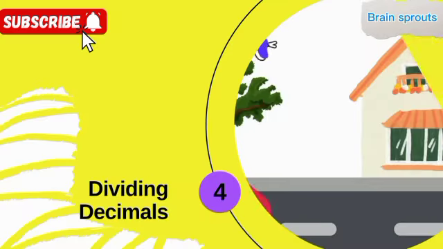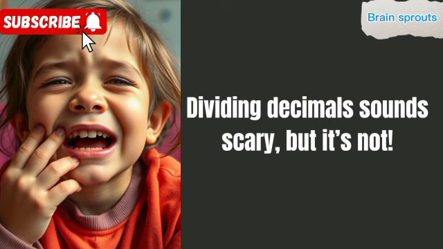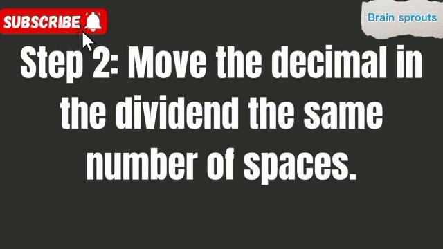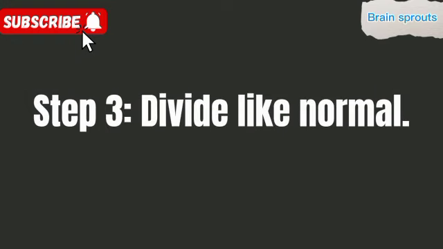Lesson 4: Dividing decimals. Dividing decimals sounds scary, but it's not. Step 1. Move the decimal point in the divisor until it's a whole number. Step 2. Move the decimal in the dividend the same number of spaces. Step 3. Divide like normal.